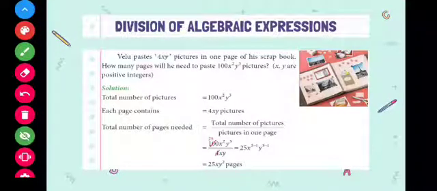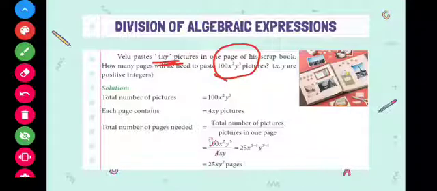Okay, we have got a situation here. Velu pastes 4xy pictures in one page of his scrapbook. Velu has a scrapbook, and in one page he is pasting 4xy pictures. So how many pages will he need to paste 100x²y³ pictures? So in one page, if he pastes 4xy pictures, he has a total of 100x²y³ pictures. How many pages will he need? It's a very simple problem. If it is given in numbers, everybody can solve it, but here we have it in algebraic expressions.